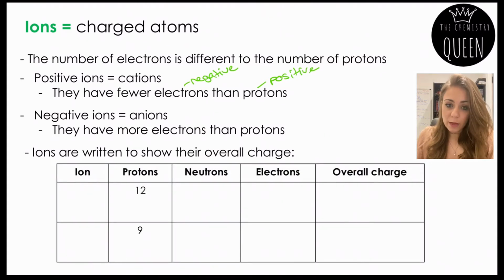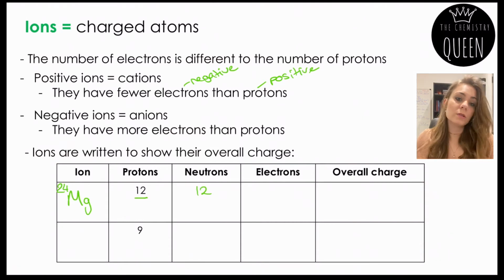In the table, then, we've got an atom or a particle that has 12 protons. And by looking at the periodic table, I know that magnesium is the element that has atoms that have 12 protons in its nucleus, and it has a mass number of 24. To work out neutrons, we do 24 minus 12, mass number minus the atomic number, so it has 12 neutrons.